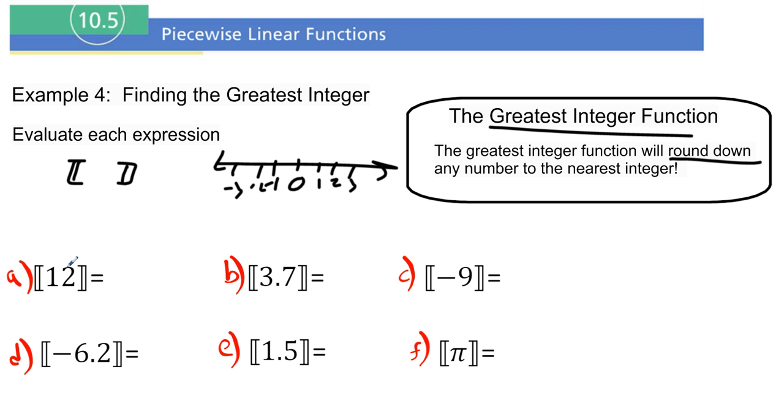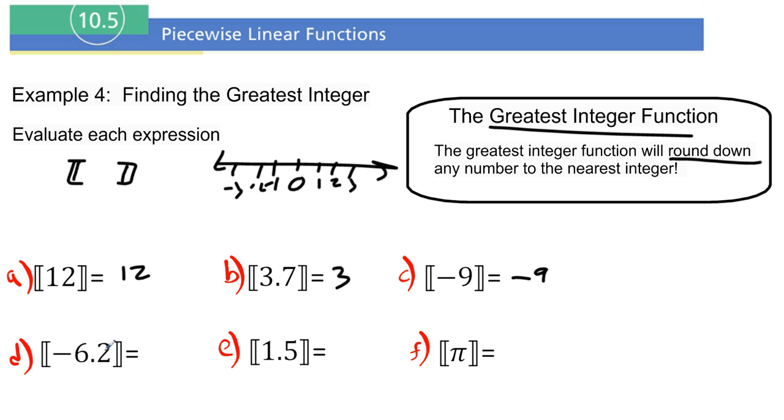So if you're at 12, the nearest integer of 12 is just going to be 12. If we're at 3.7, the nearest integer to 3.7, when you round down, is going to be 3. Okay, we're not rounding up. If you round up, it would be 4, but we're always going to round down right here. If it's -9, then we're just going to stay there at -9.